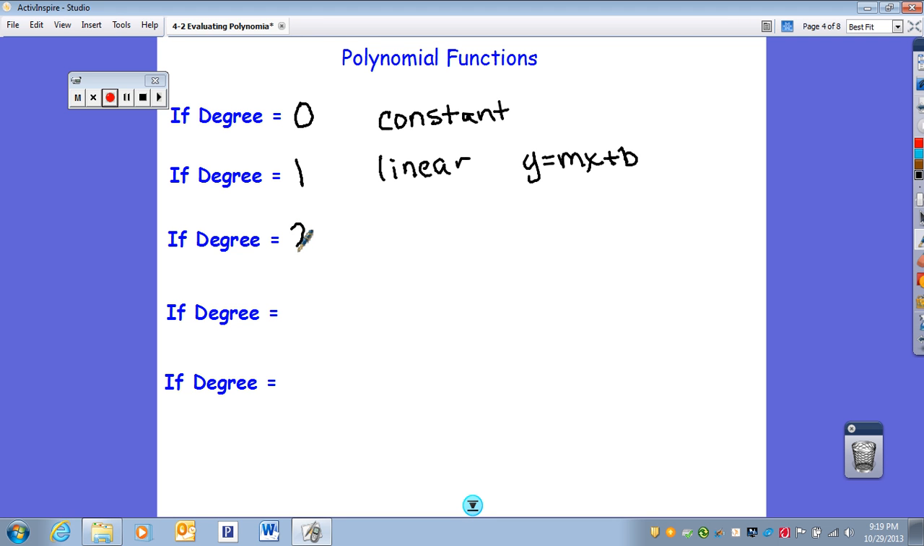If we are to the second degree, and this would be the unit we just finished, that's going to be our quadratic functions, and that's where we have our x squared, and that would be our parabolas. If we have a polynomial that is to the third degree, that is going to be a cubic function, and we're going to be working on those in this unit. And if we have a polynomial to the fourth degree, that's going to be our quartic function.